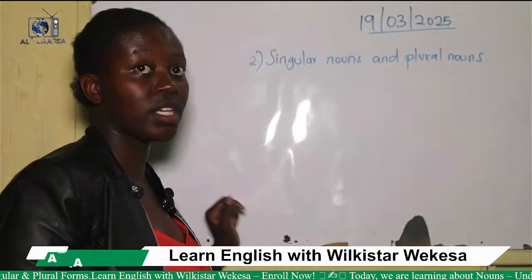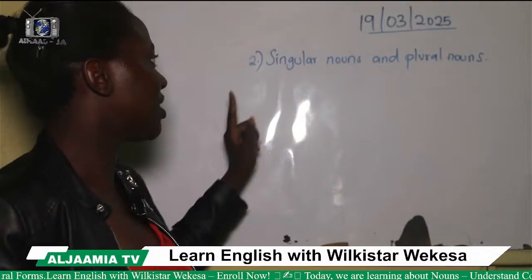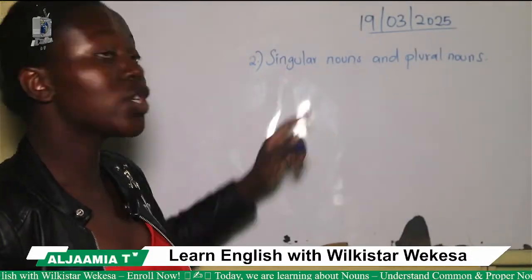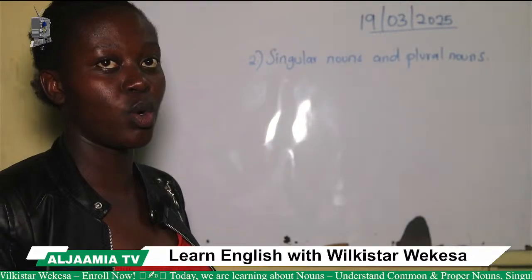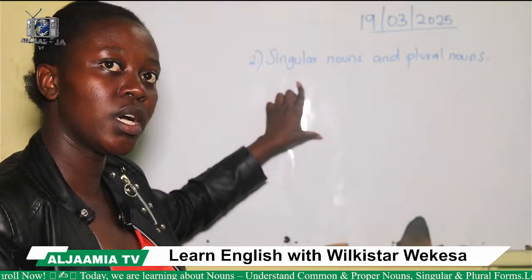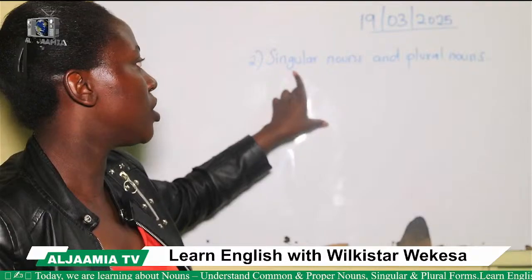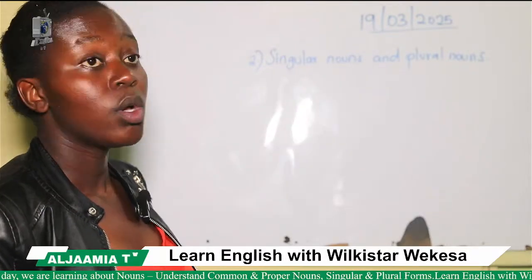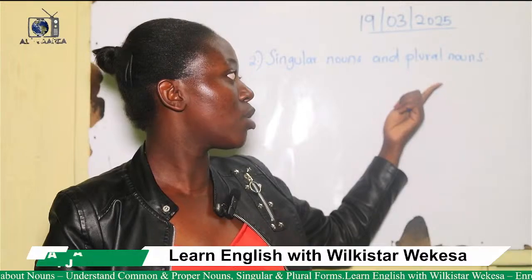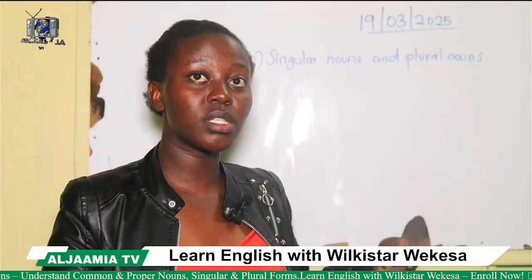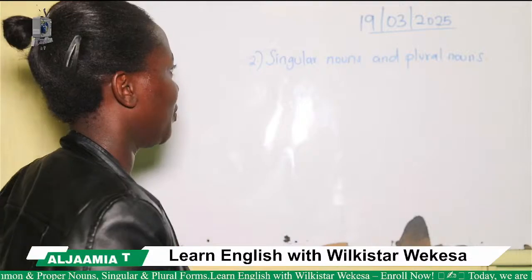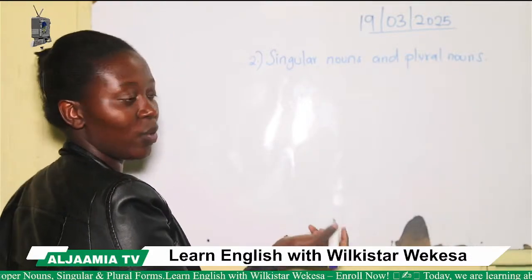So we have the second type of nouns. This is singular nouns and plural nouns. Singular means one, like single. So you're talking about one thing, one person, one idea, or one place. That means singular. And when we go to plural nouns, now we are talking about more than one. More than one means 2, 3, like that as you continue. So let's move to another one.